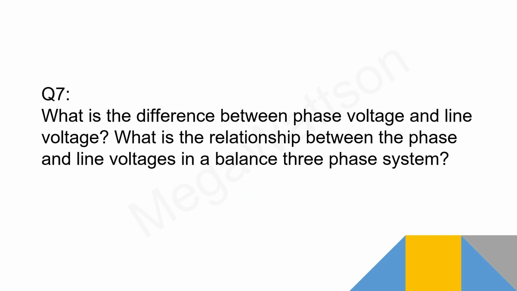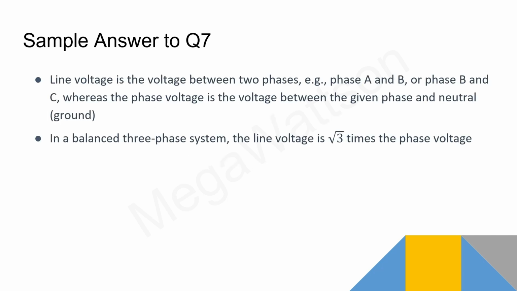Question number 7. What is the difference between phase voltage and line voltage? What is the relationship between a phase voltage and line voltage in a balanced three-phase system? Line voltage is the voltage between two phases, for example, phase A and phase B, or phase B and phase C. Whereas the phase voltage is the voltage between the given phase and neutral. In a balanced three-phase system, the line voltage is square root 3 times the phase voltage.